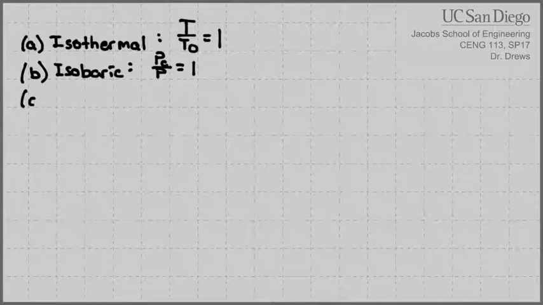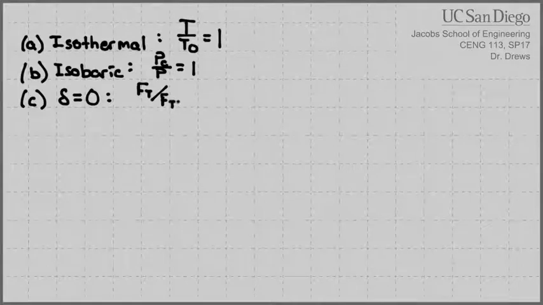And then the last one, I can't really think of a word for this. If delta is equal to 0, if you're not changing the number of moles that you're producing in your reaction, then F_T over F_T0 is also equal to 1. So those are some quick ways. If you see those keywords, you can quickly simplify that concentration term or the volumetric flow rate term, because some of those terms are going to go to 1.